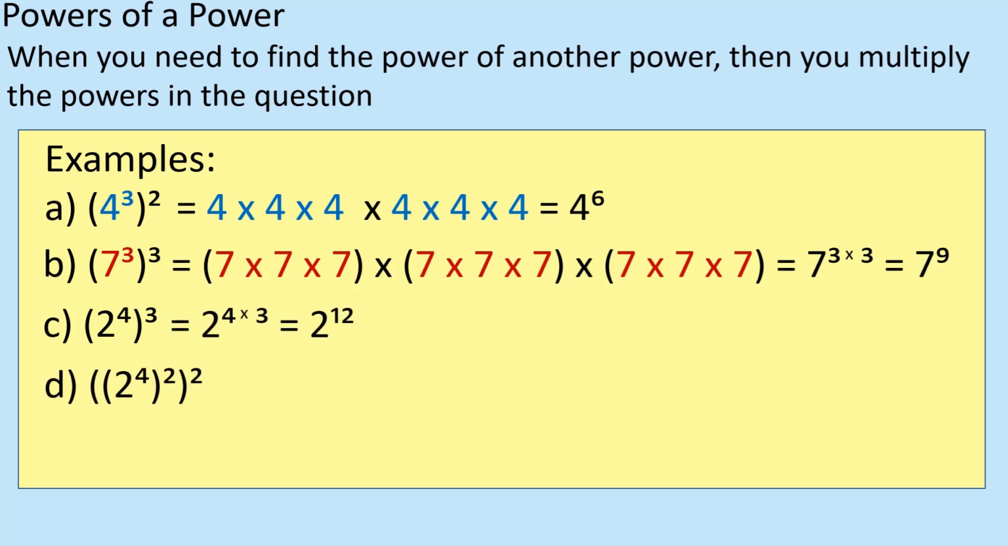And bracket in a bracket, so let's do this one step at a time. So you've got 2 to the power 4 squared, so that's 2 to the 8. And then square it again, which would be 2 to the power 16.